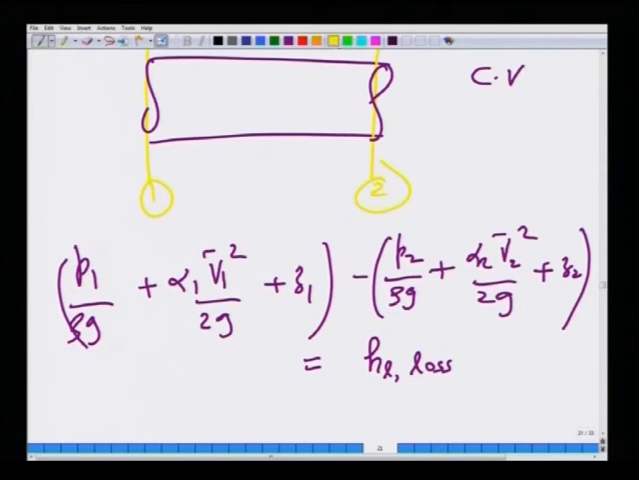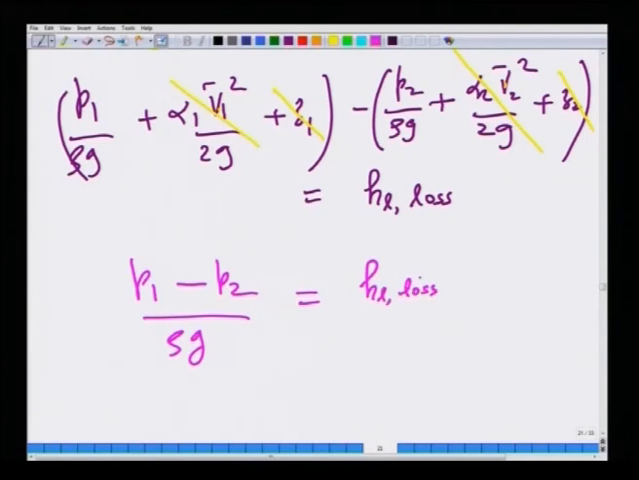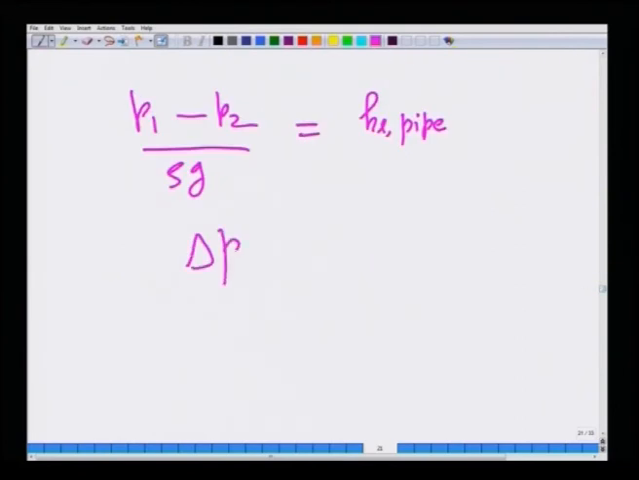Now, let us assume that the pipe is horizontal. So, Z1 is Z2. The pipe is also of constant cross section, so mass conservation will mean that V1 is equal to V2. Which implies that P1 minus P2 by rho g is H_L, the head loss in the pipe. Now, P1 minus P2 is delta P. So, delta P by rho g is the head loss in the pipe.